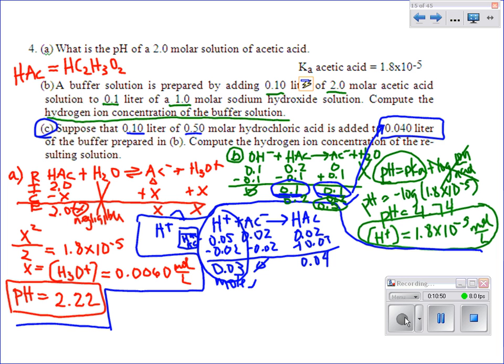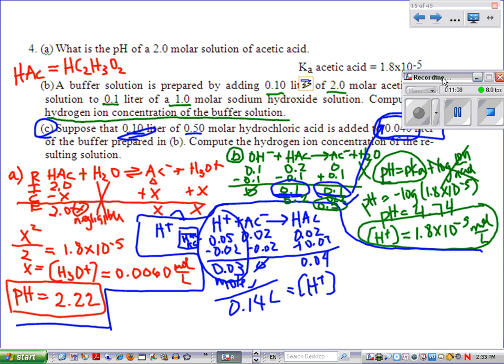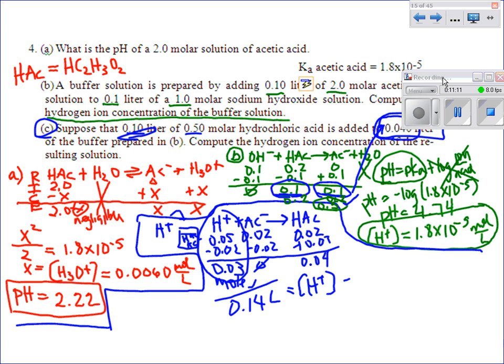We take our moles, we have to convert to molarity. What is our total volume? We had a 0.1 liter plus a 0.04, so that's a 0.14 liter. To give me an H+ concentration of 0.214 moles per liter. And the problem was asking for the hydrogen ion concentration for that, correct? Yes, we did not need to find pH. So there you go. That's a lot, isn't it? I'm going to pause the video and answer any questions.